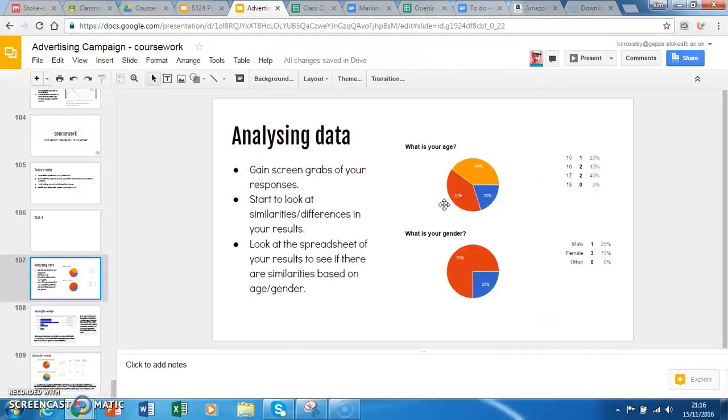Okay, right, so let's go to how we analyse this data. On the next couple of slides in the presentation are examples of, first of all, how to put this into your presentation, and then how we're going to analyse it. Your first step is to get your screen grabs of the different graphs. Once we've done that, we start to look at the similarities and differences in the results. For example, on this slide, what is your age? We can see that the majority of ages are 16 and 17. And also, the majority of people who answered this were female. Of course, you're going to get more responses than my 5.